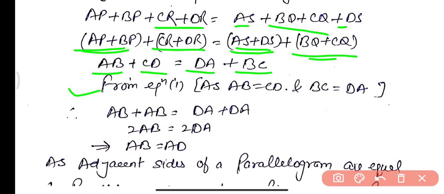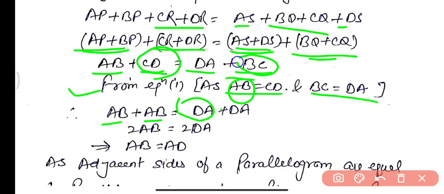But from equation 1, opposite sides of a parallelogram are equal, therefore AB equals CD and BC equals AD, or you can say DA. So now AB plus CD can be replaced with AB, and similarly DA plus BC can be replaced with DA. So twice DA equals twice AB, or you can write twice AB equals twice AD. So 2 will be cancelled and AB will be equal to AD.